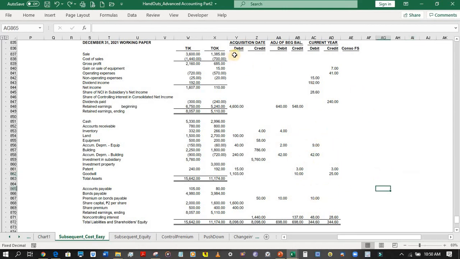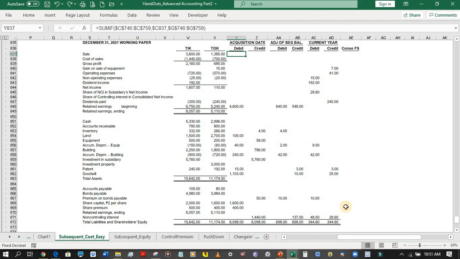Again, I've used a formula for this so that all the entries can be easily posted in our working paper. But I suggest that on your part, you prepare this in a manual format, by posting the eliminating entries one by one on your working paper, because in that way, you will understand the process more. Now let's proceed to the consolidated balances.